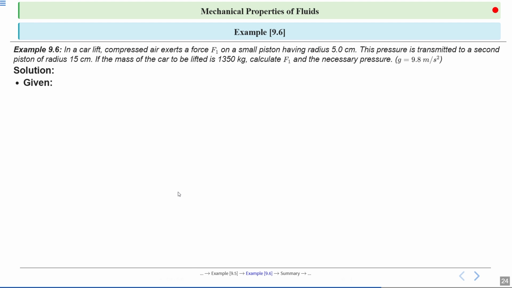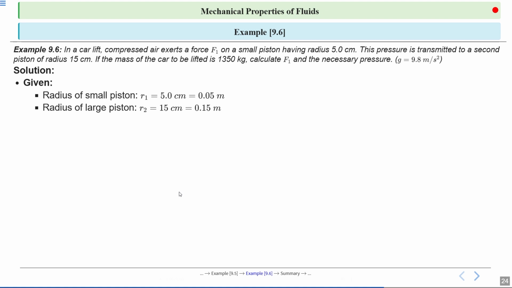So let's start by looking at the given information for this problem. So we see the radius of the small piston is given as 5.0 centimeter, which we convert to meters for consistency in our calculation. So it will be 0.05 meter. Radius of the larger piston R2 equal to 15 centimeter. So again we convert this to meters, so it will be 0.15 meter.